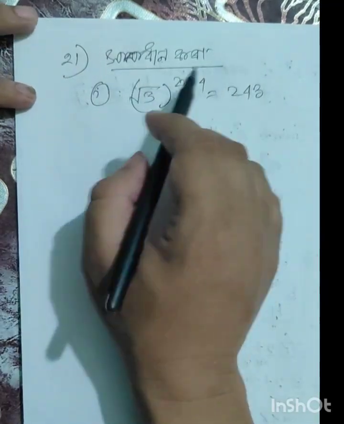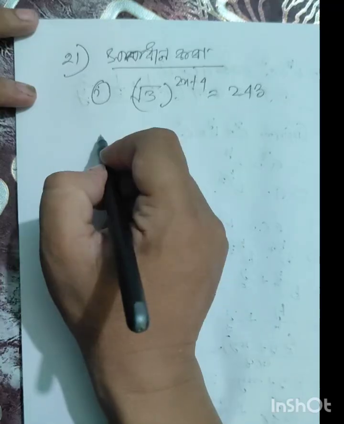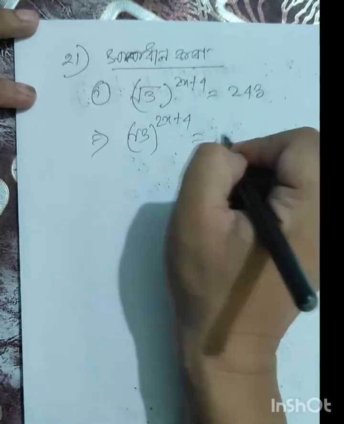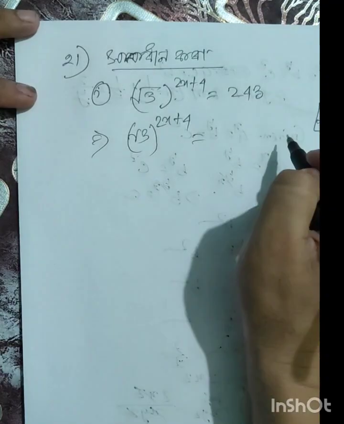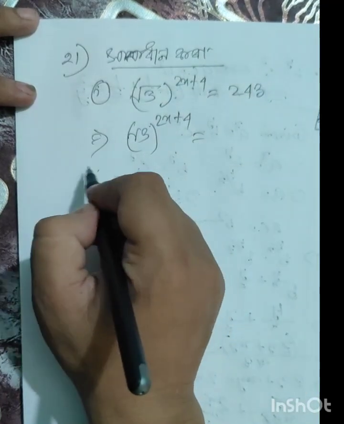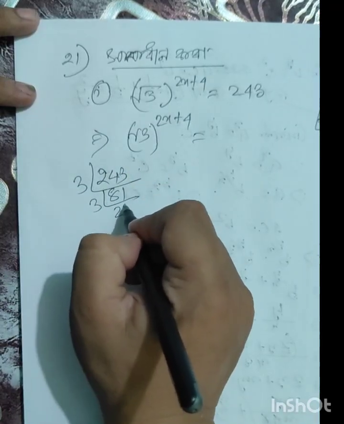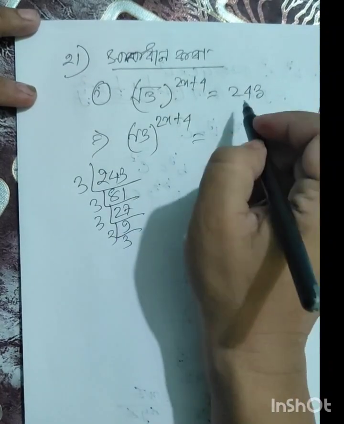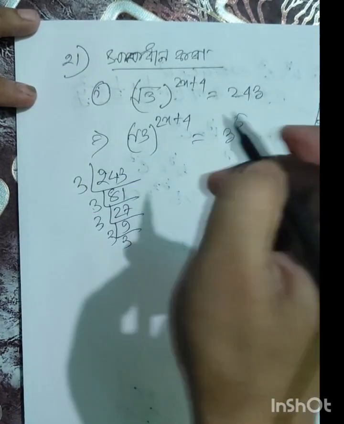Question number 21 আছে, সমাধান কৰা। Number 1, (root 3) to the power 2x plus 4 equal to 243. আমি কি কৰিম, root 3 whole to the power 2x plus 4, 243 যদি আমি 3 ৰে ডিভাইড কৰো, কি পাম? 243 আট বাৰ 1, 3 দি 27 বাৰ, 3 দি 9 বাৰ, 3 দি 3 বাৰ। গতিকে আমি 243 লিখিব পাৰো, এটা দুটা তিনটা চাৰিটা পাঁচটা, অৰ্থাৎ 3 to the power 5.